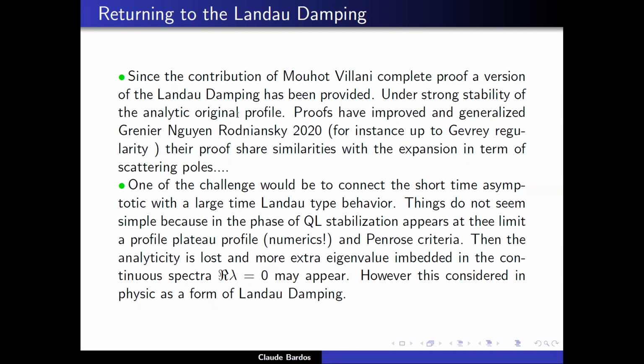And of course, the next step to study is to see what happens when you start from a situation where you have an eigenvalue, say even a real one at zero. Zero is an eigenvalue of the dispersion relation. The rest of the spectrum is there. And in such a situation, the Mouhot-Villani approach doesn't work.